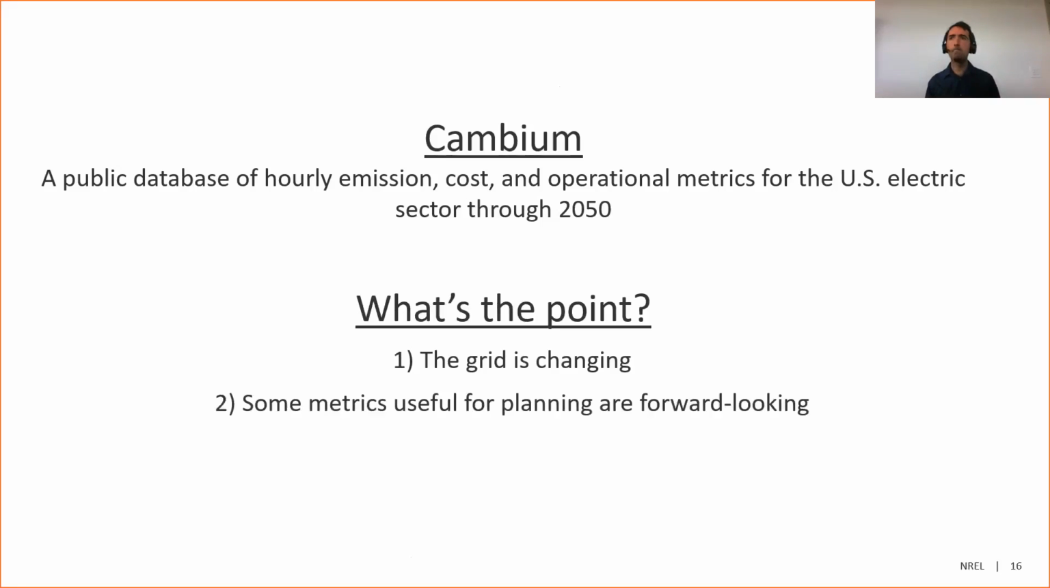Relatedly, some metrics that are useful for planning are inherently forward-looking. Like if you're trying to ask, if I electrify this hot water heater, which used to be natural gas, what happens if I make it electric? What are the emissions induced by that change? That's an inherently forward-looking question. There are ways that you can mine historical data to have an estimate of what it looks like. But really, it's a question that says, how is this going to influence the grid going forward?